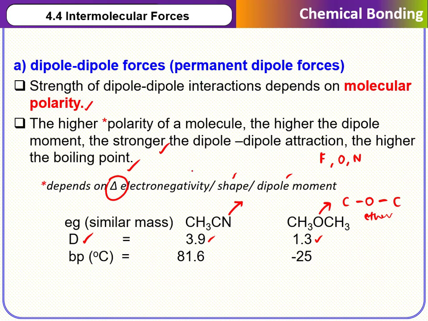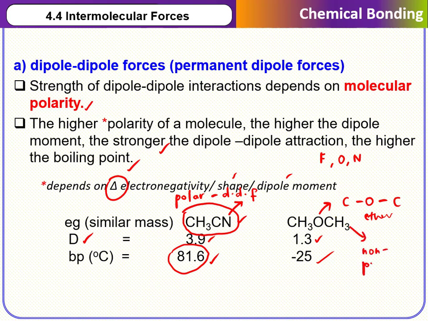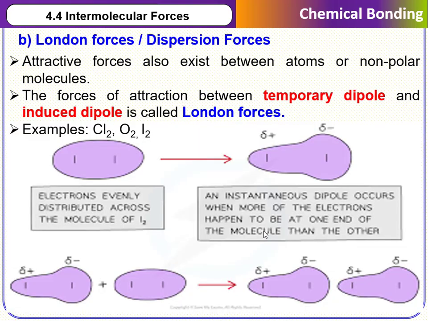How about the boiling point? Boiling point for CH3CN will be higher, which is 81.6 degrees Celsius, instead of ether, which is only negative 25. Why? Because CH3CN is a polar molecule with dipole-dipole forces, while ether is a non-polar molecule with only weak van der Waals forces, or it has only London dispersion forces.